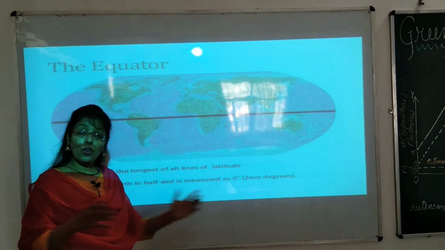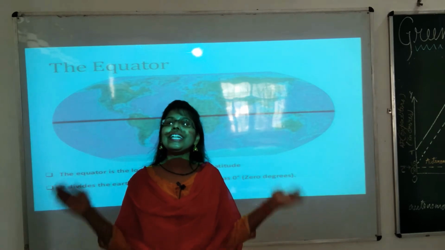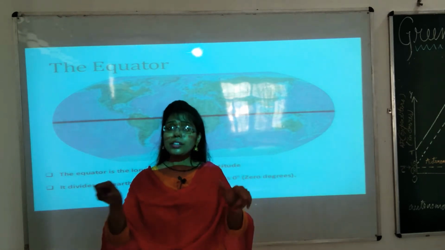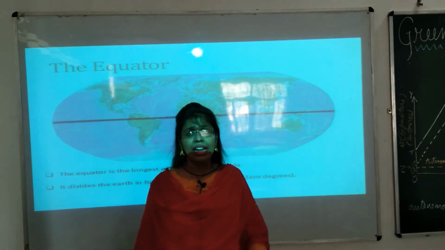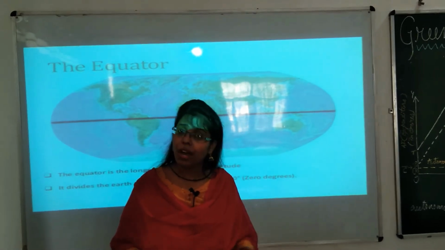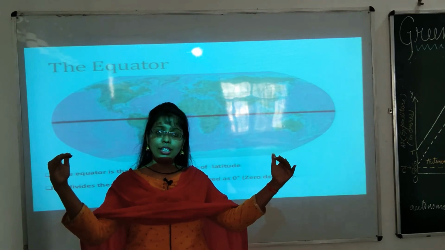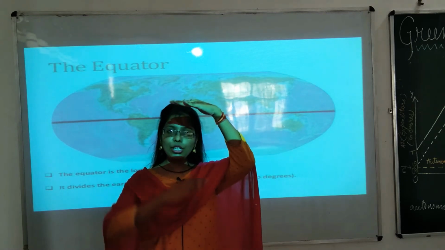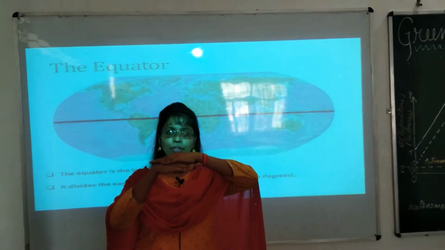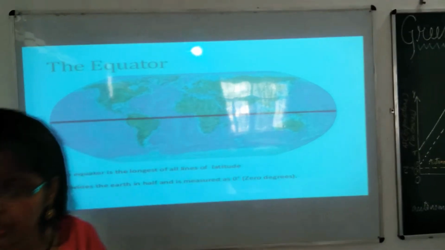Next, which is the longest latitude? If someone asks you, your answer will be equator. Yes, equator is 0 degree, but equator is the longest latitude, and equator has its own significance. Why? Because equator divides the globe into two equal halves, northern hemisphere and southern hemisphere. Above equator, northern hemisphere; below equator, southern hemisphere.